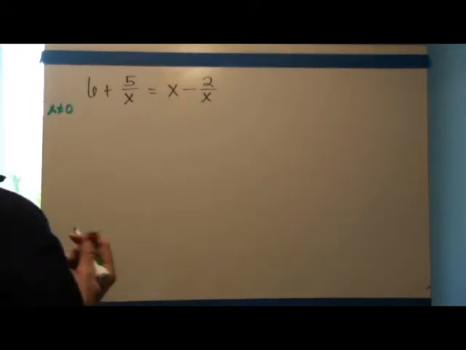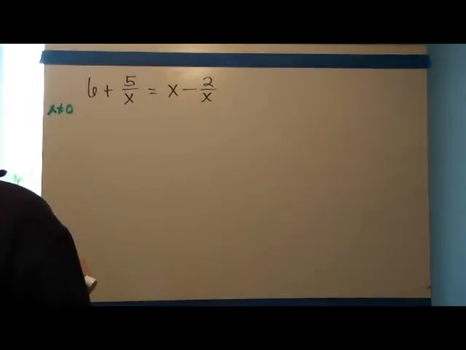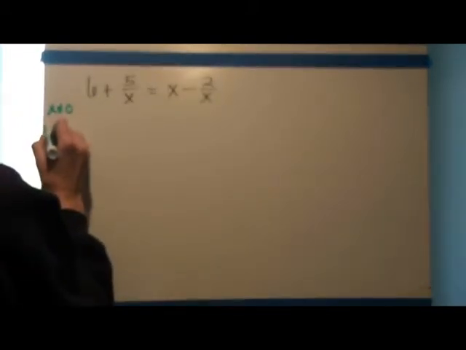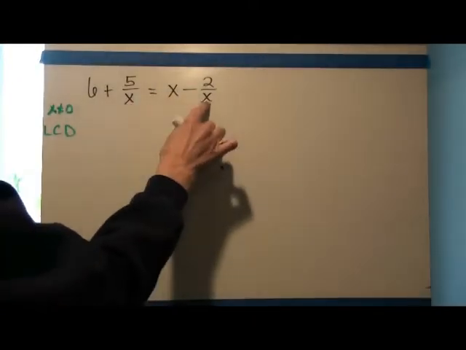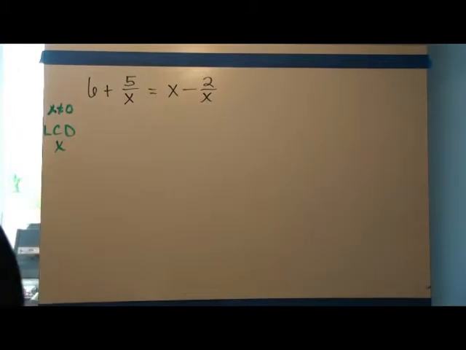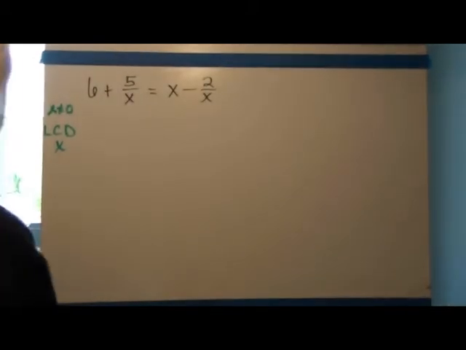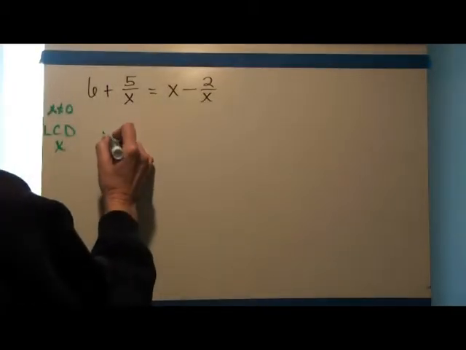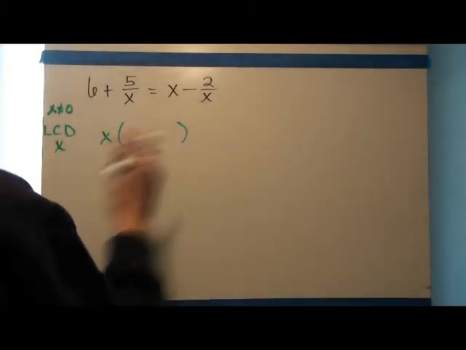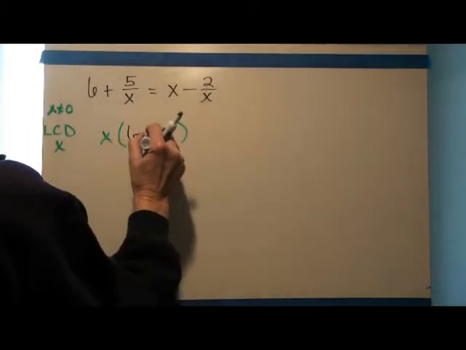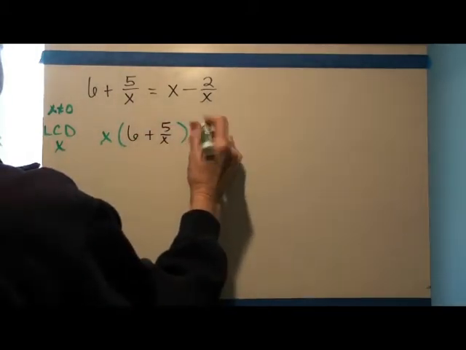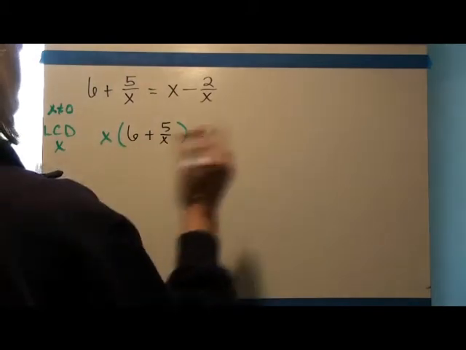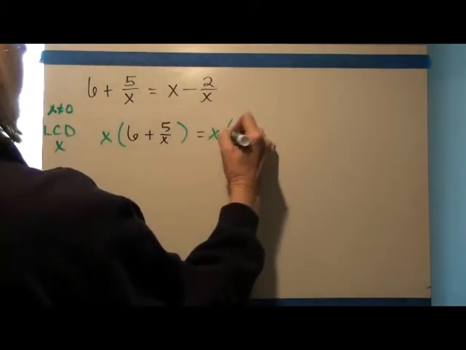We're going to follow exactly the same steps we followed before. We're going to look for a least common denominator. And in this case, the only denominators are made up of x's. That's going to be what we multiply our entire equation by. So we're going to multiply x times this side, and then we are going to multiply the other side by x.